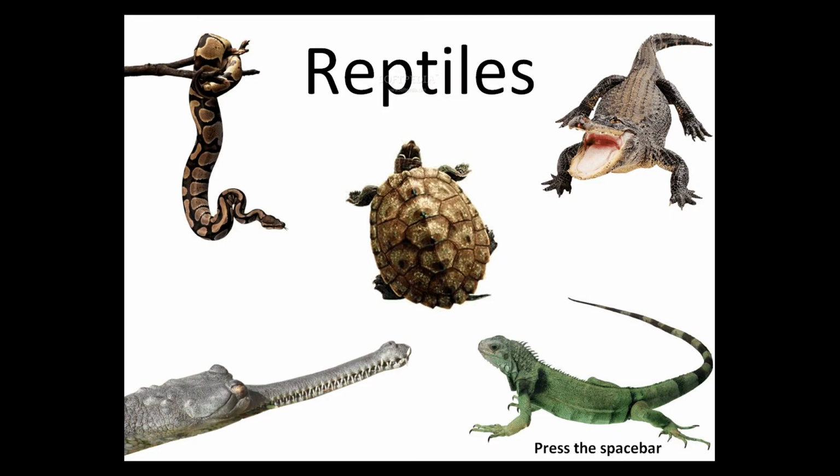Now we will see the next class, that is reptiles. Reptiles are cold-blooded animals, have scales and breathe through lungs. They have a three-chambered heart, but some exceptions, like the crocodile, have a four-chambered heart. They lay eggs with tough coverings, and they do not need to lay their eggs in water, unlike the amphibians. That's the difference between amphibians and reptiles.